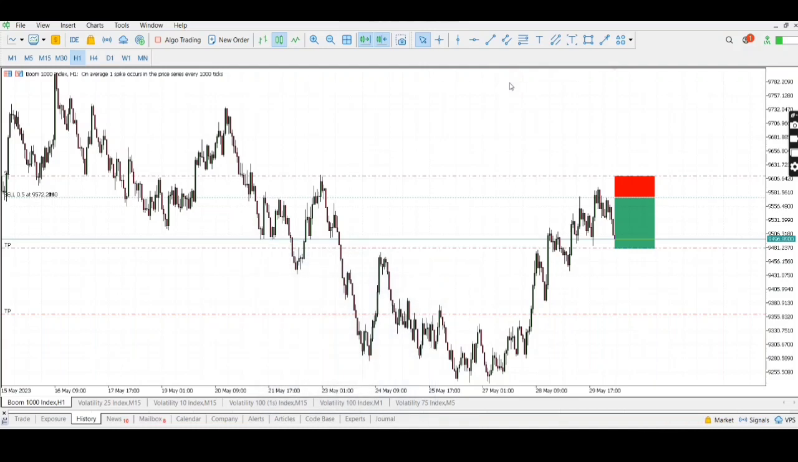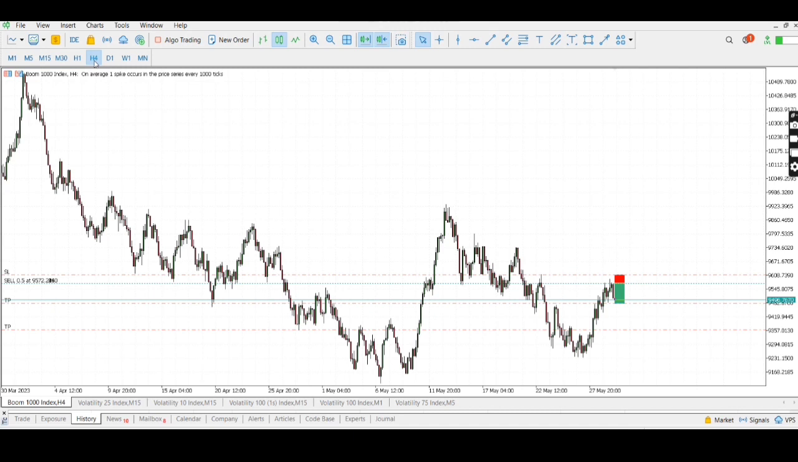So in today's episode, I'm going to show you how you can use simple price action on Booms and Crashes, plus a little bit of BTMM, obviously, because I'm a BTMM trader. As you can see right now, I'm shifting to the H4 time frame. I want to show you how it all happened, right?